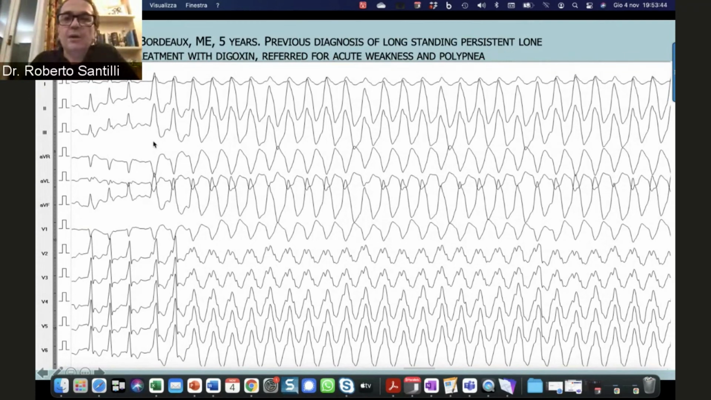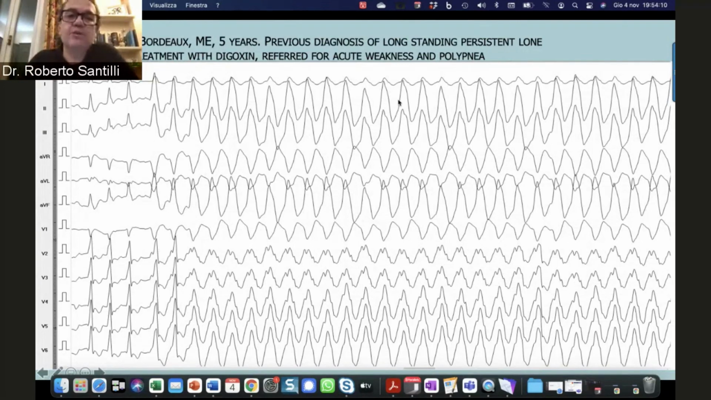So now I have to do my differential. Is this a ventricular tachycardia, or is this an atrial fibrillation conducted with phase 3 aberrancy? So I cannot say 100% which one it is. The only thing that makes me worry about VTAC is the irregularity of the RR interval.